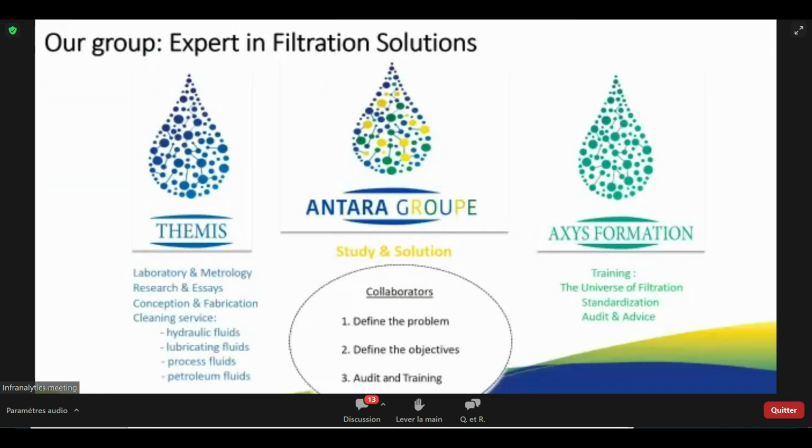So THEMIS is a part of Antara Groupe. Antara Groupe are experts in filtration solutions, and it's divided in 3 parts. The first part is Axis Formation, which deals with training about the universe of filtration. Then you have Antara Group, who do the study and find solutions. And then you have THEMIS, which is more the technical part, with the conception and the fabrication of products and the laboratory. So we have one analysis lab and one research lab.